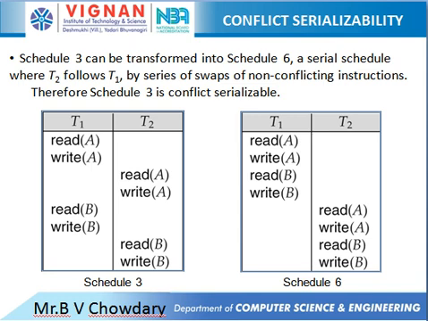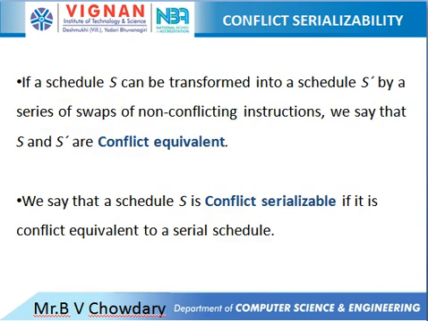So this is one example of conflict serializability. As I told you in the previous definition, you can see if a schedule S can be transformed into a schedule S dash. In our example, schedule S3 can be transformed into a schedule S6 by a series of swaps of non-conflicting instructions. So that's why we say that S3 and S6 are conflict equivalent.